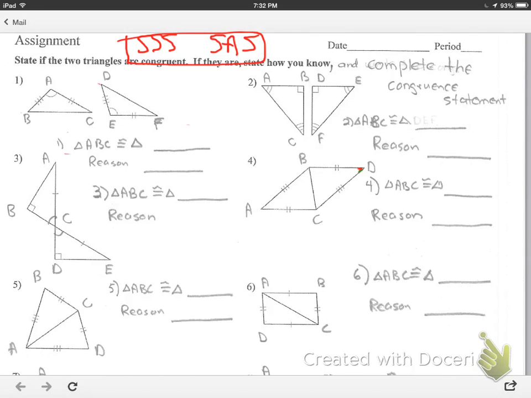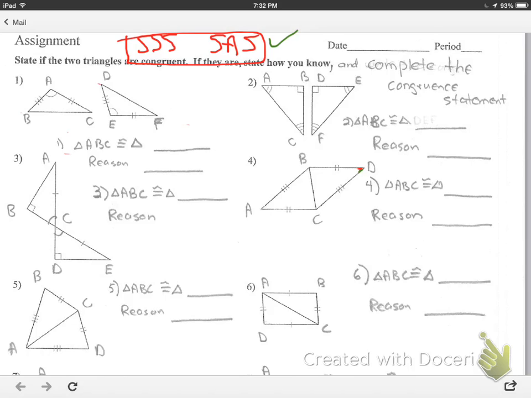Our goal on this side of the worksheet is to determine whether the two triangles shown in each problem are congruent to each other. And we've got two ways of being congruent, and I've written them at the top of the page in that little red box where it says SSS and SAS. You'll remember from yesterday if you're in class, that's the side-side-side congruence postulate and the side-angle-side congruence postulate.